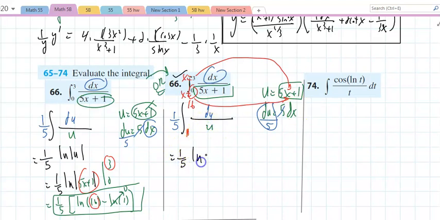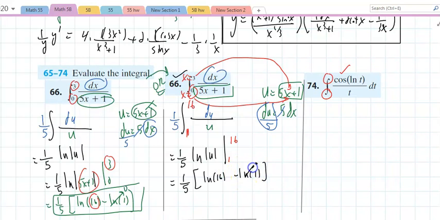This is natural log of absolute value of u. Now, I don't need to go back to x. You can only do that if you have a definite integral. If you've forgotten what a definite integral is, when you have limits, you can't do that on this problem because this is not a definite integral. And this is going to be 1/5. Throw the 16 in. Throw the 1 in. Of course, that's a 0. So that's 1/5 natural log of 16.